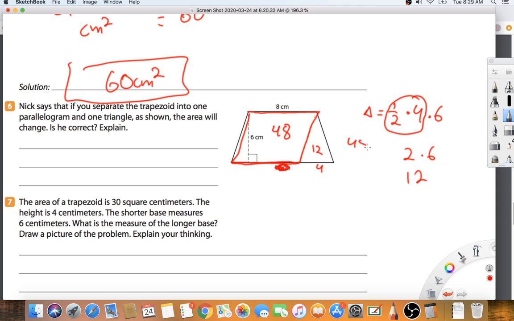When I add 48 plus 12, I get 60. My area stays the same. This guy said that the area will change. He is wrong. Explain. I just did. My work's over here.